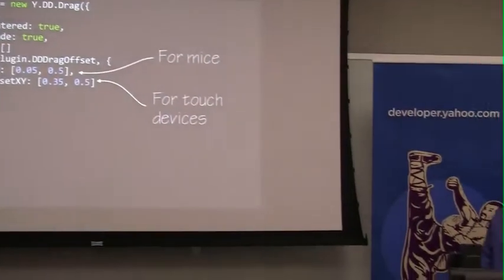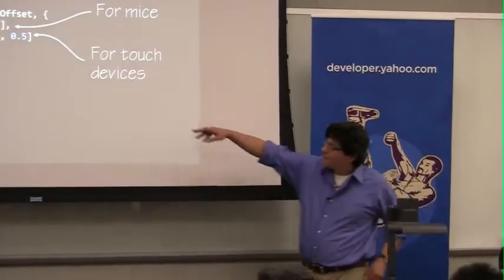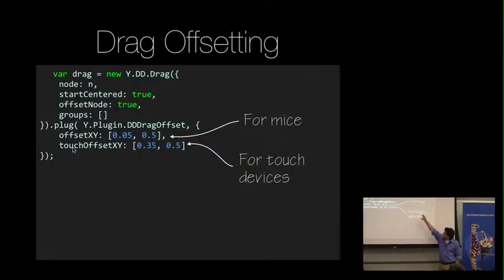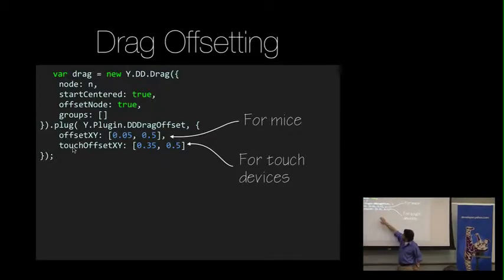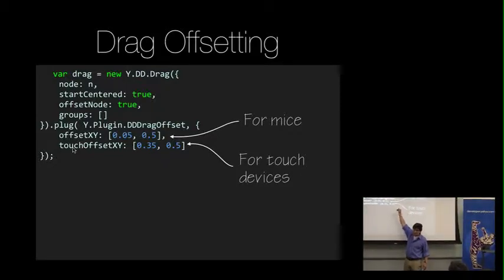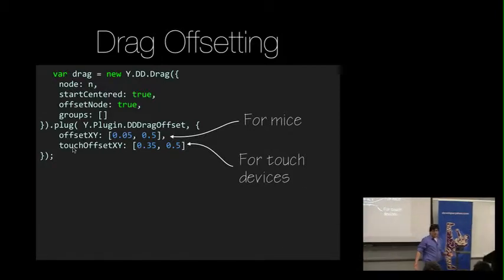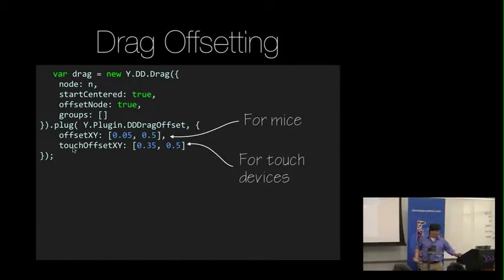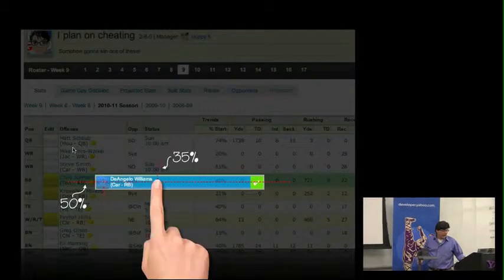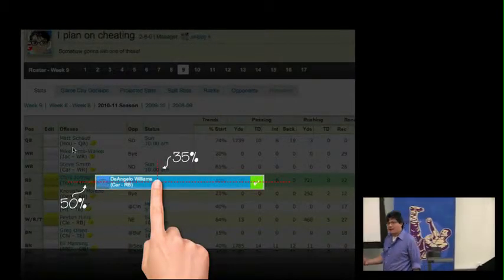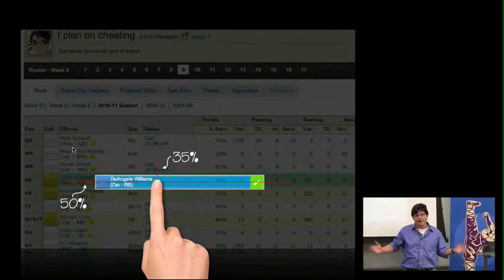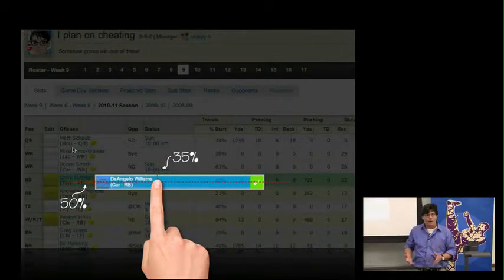But the big problem is, and here you can see, we created a plugin for it, and it shows that for the mice, we're giving it basically 5% over, 50% down vertically. And then for touch devices, we're going 35% over and 50% down. That's very elegant. But you notice the goal of recreating the desktop experience for touch devices, first step, what have I done? I've failed that, because that was the wrong goal.